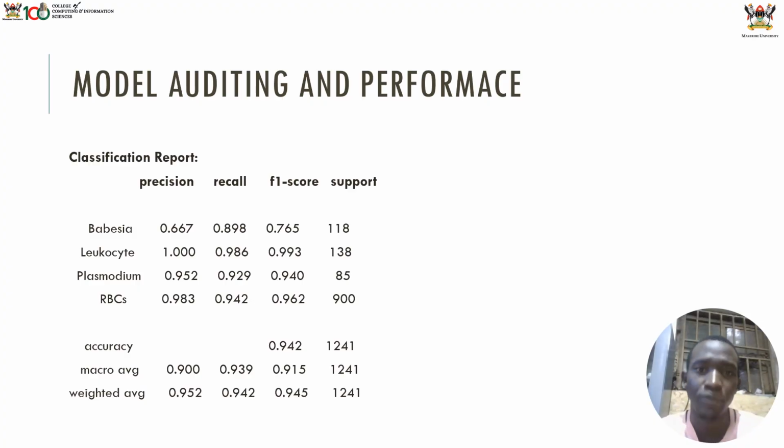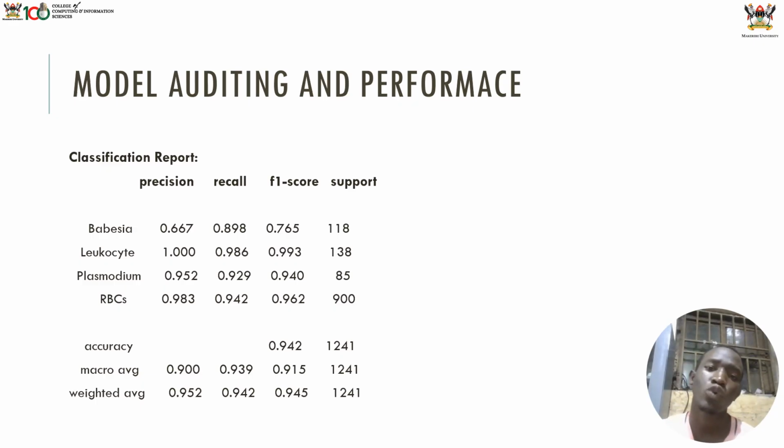So the table represents the performance of EfficientNet B4 across the four classes: Babesia, leukocyte, Plasmodium, and then the red blood cells. The evaluation uses precision, recall, and the F1 scores, which together provide a balanced assessment of classification performance. Starting with the overall results, the model achieves an accuracy of 94.2%, indicating a strong and predictive performance on the tested data.